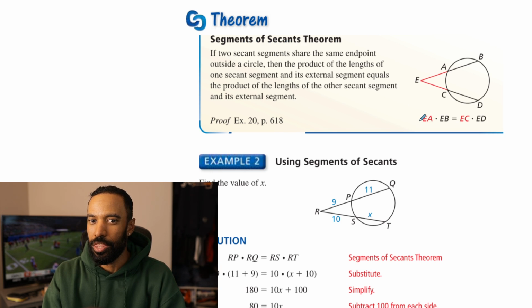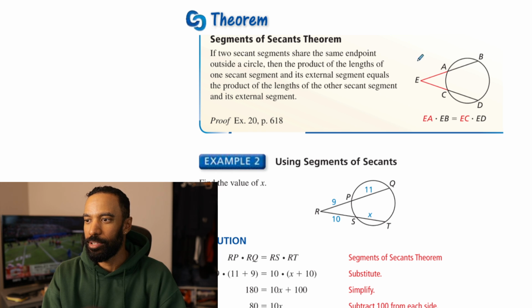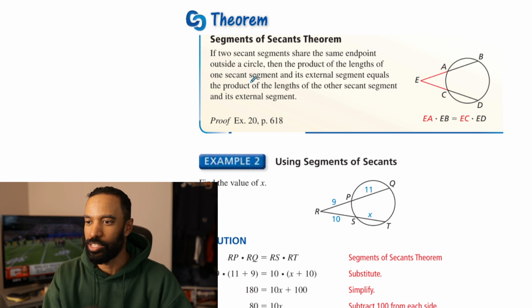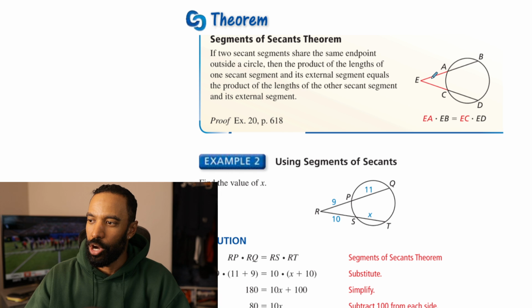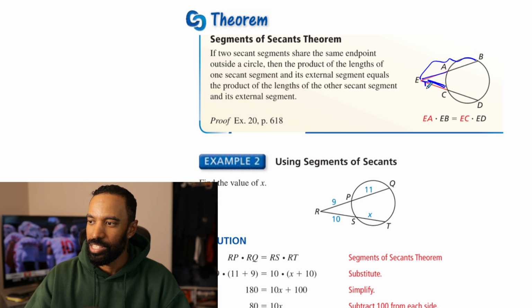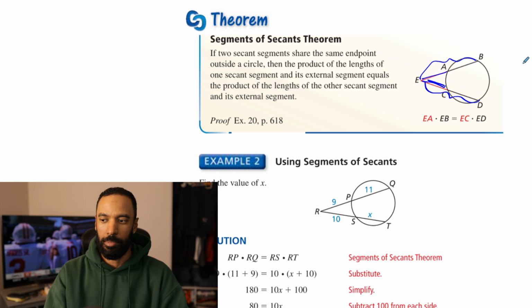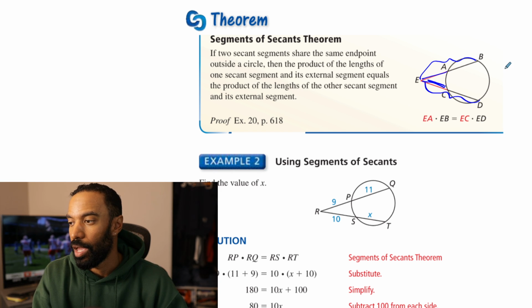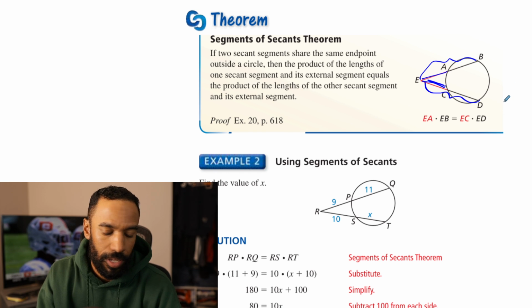Segments of secants theorem. Let's use a formula and see what this formula is all about. If two secant segments share the same endpoint, E, outside a circle, then the product of the lengths of one secant segment and its external segment equals the product of the lengths of the other secant segment and its external segment. They show EA times EB equals EC times ED. Once again, this can be proved. It looks like they're going to make us prove them. They're very quick proofs, actually, with similar triangles.